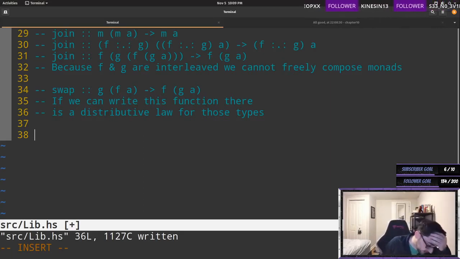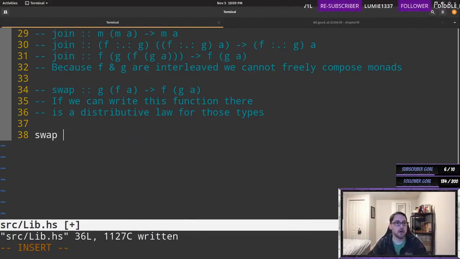Okay. One example of a pair of monads that admits a distributive law consists of two readers. So essentially, I can write it real quick.